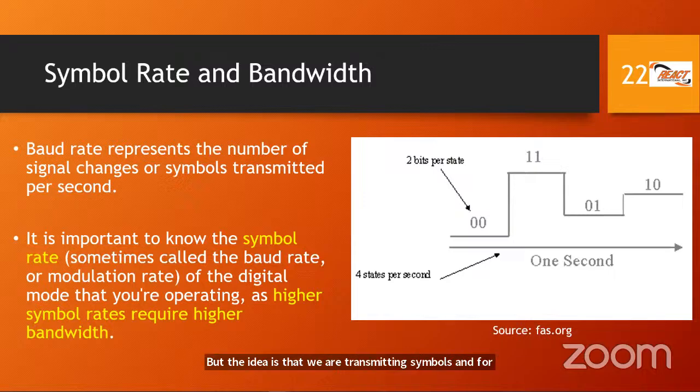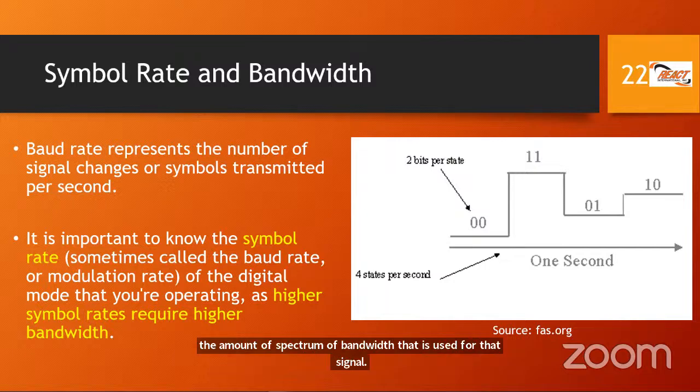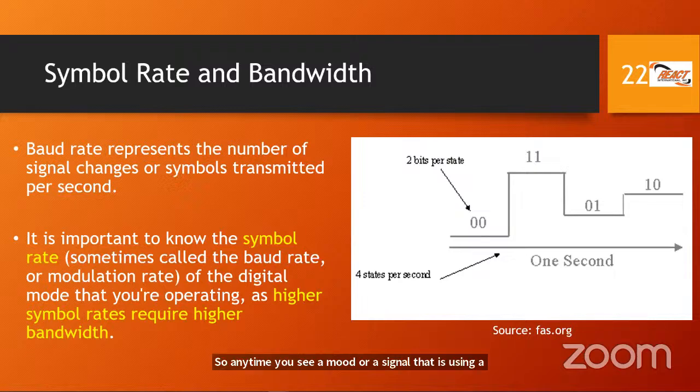And for our purposes, we will say that a symbol or the symbol rate and baud rate and something called the modulation rate is the same, right? They're not exactly the same, so to speak. Persons with advanced knowledge will know they're not exactly the same, but for our purposes, we'll use them interchangeably. So symbol rate or baud rate, for our purposes, is the same, right? Which is this transition from one signal level to another. That is what we will define it to be, right? And what we need to know for the exam is that the higher the symbol rate that we use, the greater the amount of spectrum or bandwidth that is used for that signal. So anytime you see a mode or a signal that is using a higher symbol rate, you could automatically say, well, that means it's going to use more bandwidth. And that's an exam question. Higher the symbol rate, higher the bandwidth requirement.